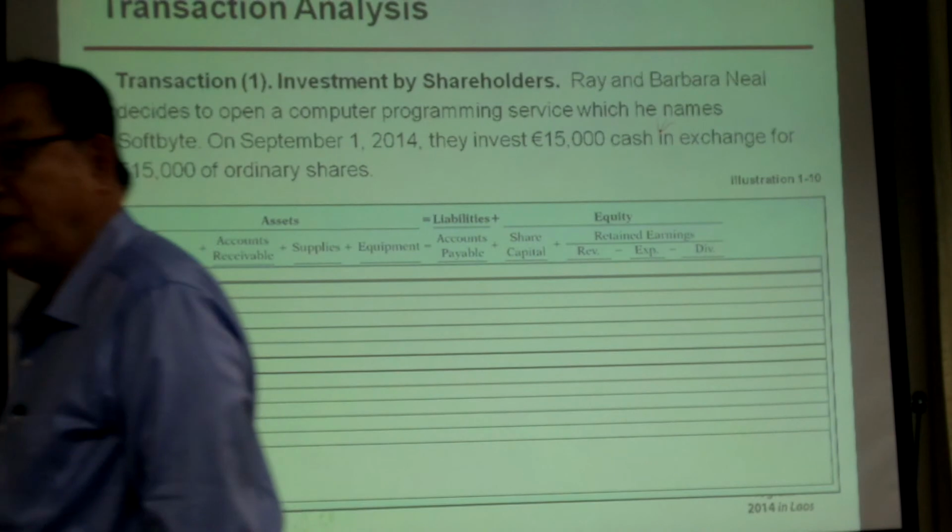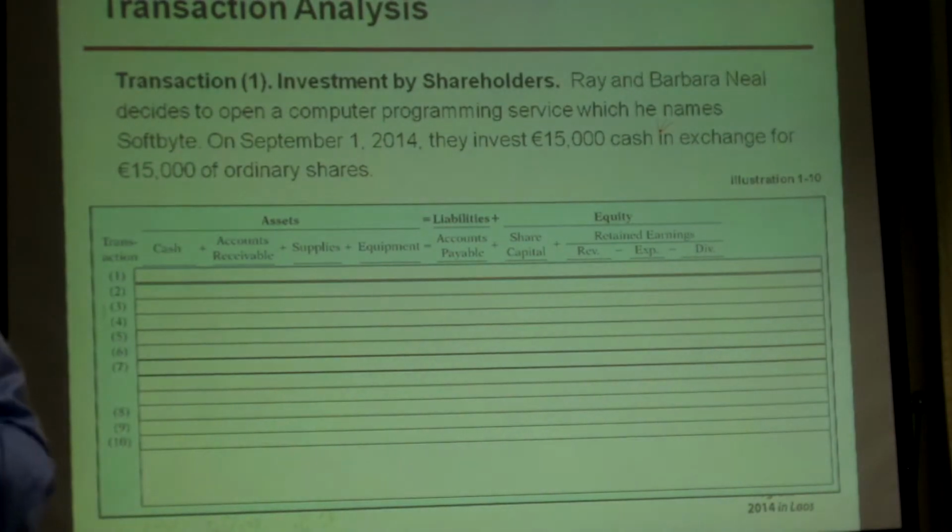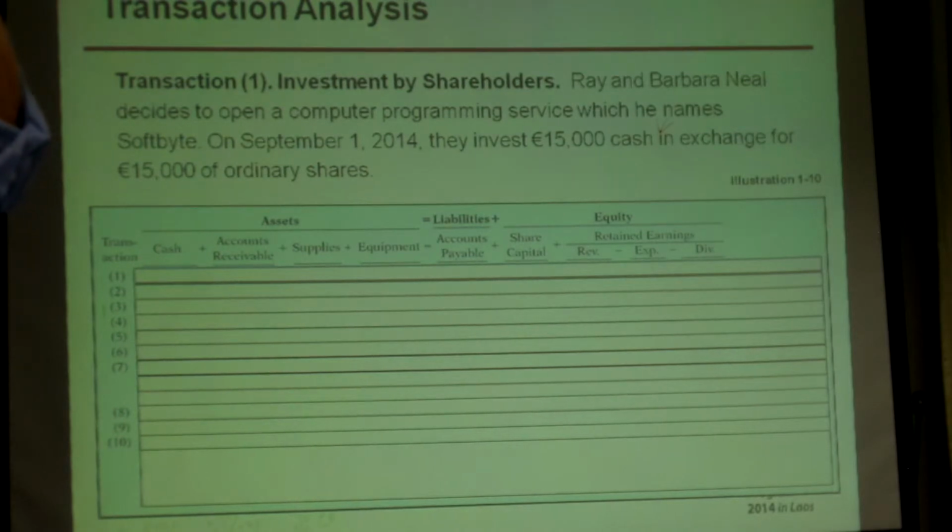Excellent. Cash. They receive cash from the shareholder, Barbara and Neil. The company received the cash. I have a cash increase, which is an asset increase. And also, I have to pay stock to them. So, on the credit side, the equity is a share capital increase. So, there must be an equality in the equation.